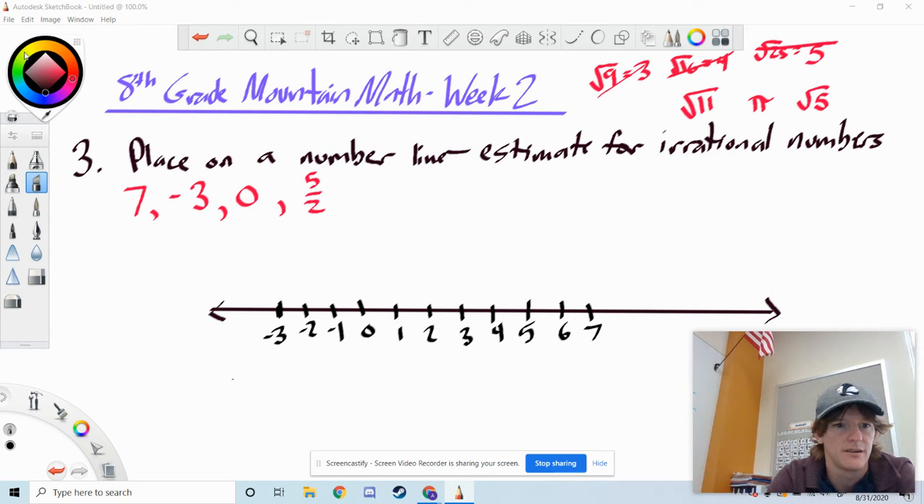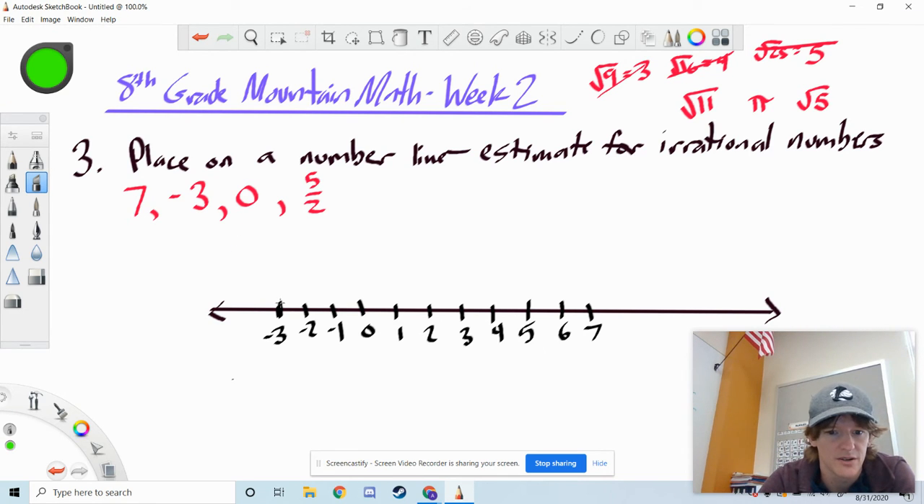How about green? I'm just going to put some marks here. So here's -3. So that one's done. Here's 0. So that one's done. 7 is right here. So that's done.